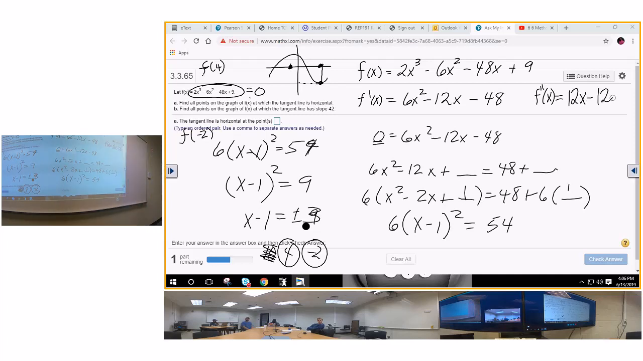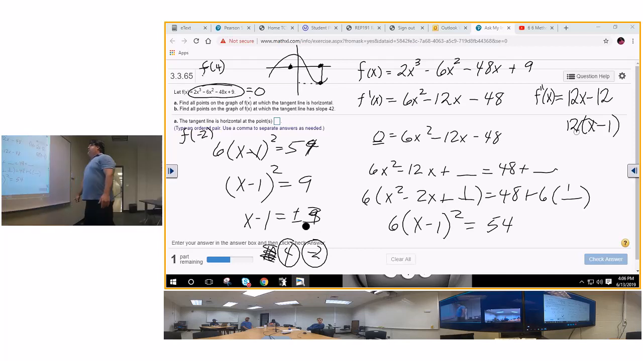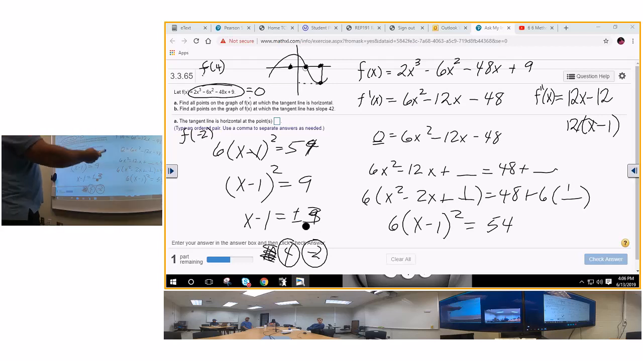Right? And you can factor out a 12. So that'd be 12 times x minus 1. So basically your inflection point is positive 1. Look at that. That's your inflection point. And you can find that point by plugging in 1.